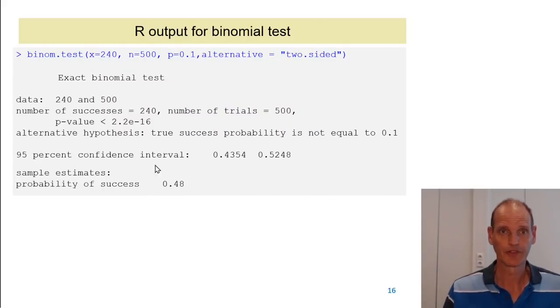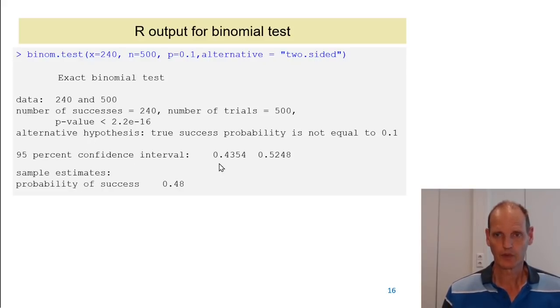Finally, output for the binomial test. If you run binom.test, in this case x is 240, n is 500, p is 0.1. We are testing whether the proportion is 0.1. Then of course it's clearly not true. The alternative is two-sided, and we get a rejection. The p-value is 2.2 times 10 to the power minus 16, which is the smallest possible p-value that R generates. So it's clear that we should reject.